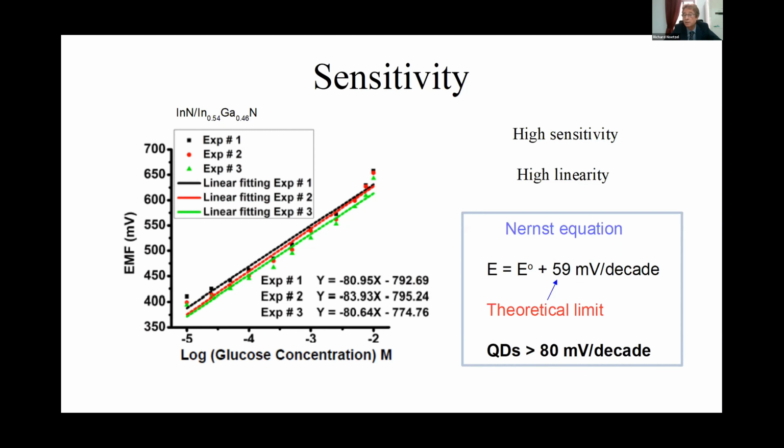We have to look at the Nernst equation, which tells us that the thermodynamic theoretical limit in potentiometric sensing is 59 millivolt per decade, based on classical thermodynamics, fundamental. The quantum dot sensing electrode produces a sensitivity of 80 millivolts per decade, significantly beating the theoretical Nernst limit. Obviously, we have a quantum structure, so classical thermodynamics does not apply.